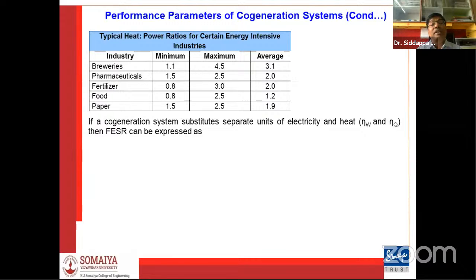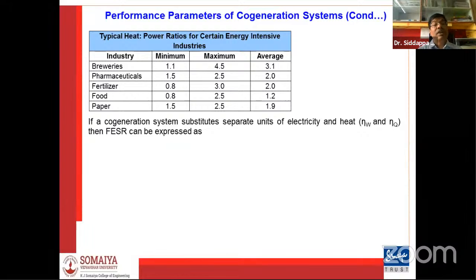Whatever value we are getting, we should not close our eyes and just say that this is the value of your PHR or this is the value of your HPR. We should know the range, and if it exceeds or falls below that value, then there may be some problem either in the system, or in the analysis or calculation also.